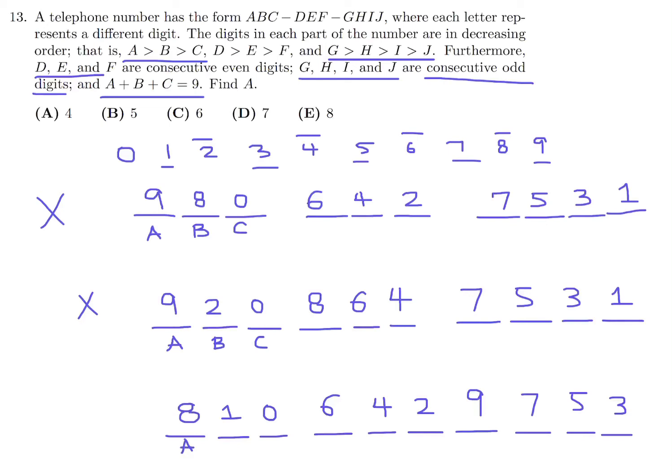So this is A, this is B, this is C. Does this match the criteria of A plus B plus C is equal to 9? And the answer is yes. Great. So what do they want? Find A. So A is 8. So the answer to number 13 is E.